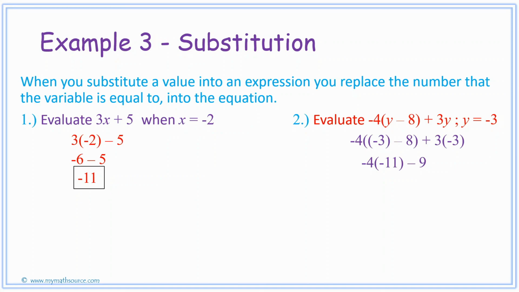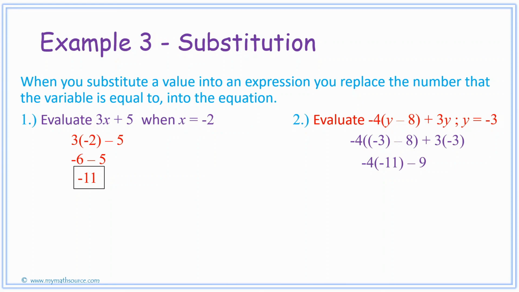Now remember, we also learned in the previous lesson how we can rewrite plus negative 9 to just subtract 9. And so we're using one of those properties there in this step. So now we can multiply, because multiplication is stronger than subtraction. We're going to multiply negative 4 and negative 11 together.